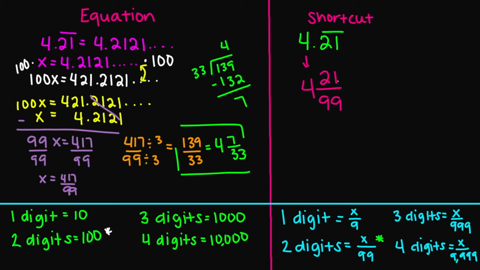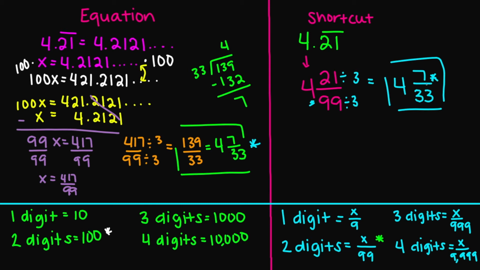However, we can simplify. We can divide top and bottom here by 3. So your numerator, you're going to get 7. Denominator, you're going to get 33. And then your 4, you're just going to bring it over, which is what we have here. And this is your final answer.